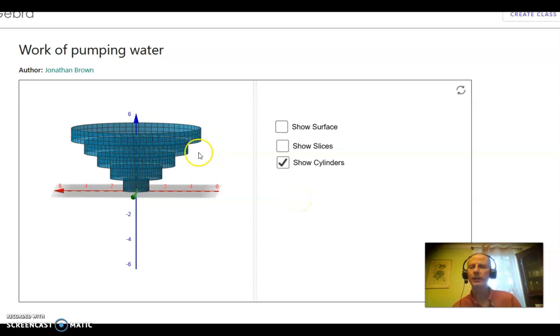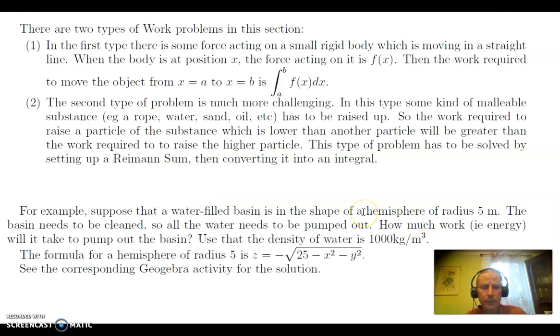So we can now calculate the work necessary to pump each of these cylinders up to the top. And since we'll know the volume of each cylinder and we'll know the distance each cylinder is from the top, we'll be able to calculate the work. So let's try and use these ideas to solve an example.